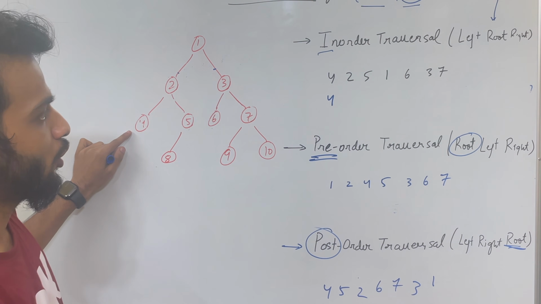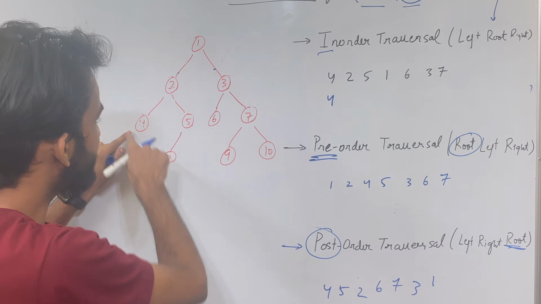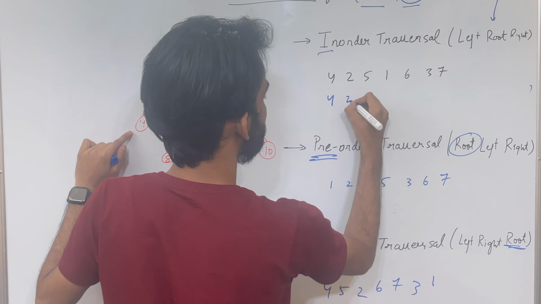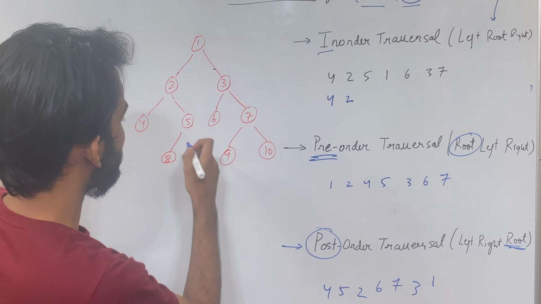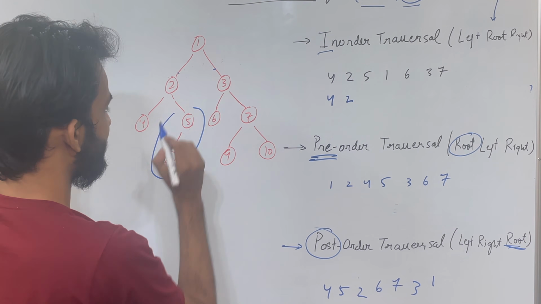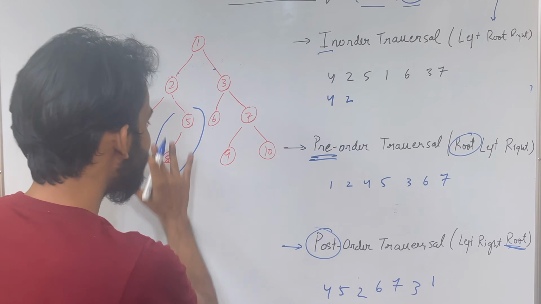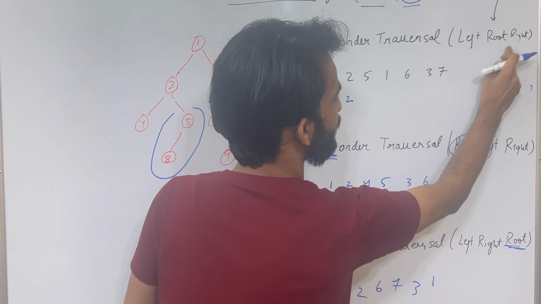Correct? Now, root is what we need. In this subtree, 2 is the root, perfect. Now, on the right we come. So, this is the right subtree. Can I say this is the right subtree? Yes. Now, in this subtree, you have to again apply left, root, right.